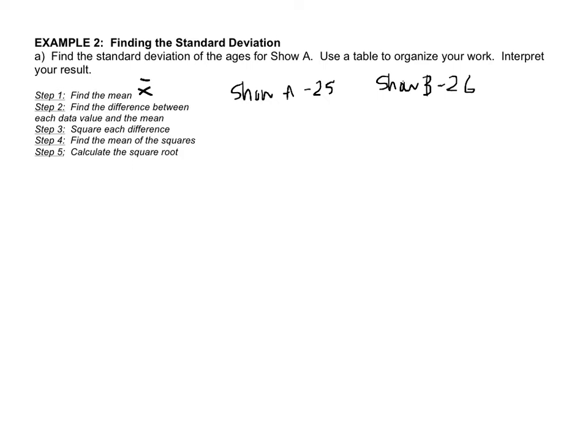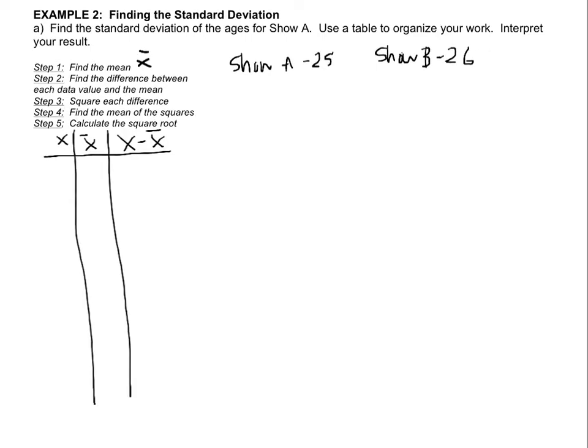So now in order to do the next part, which is to find the difference between the data value and the mean, I have to set up the chart that I was mentioning. So here it is. X is going to represent this specific value, so I'll fill that in. And these are the ages of the people. So I'm just filling it in right from the example.